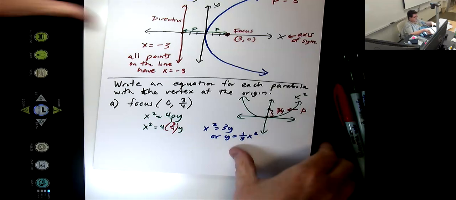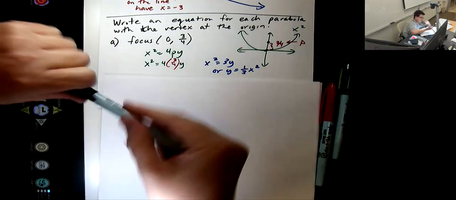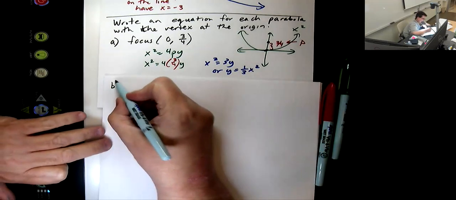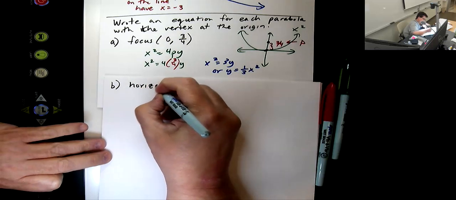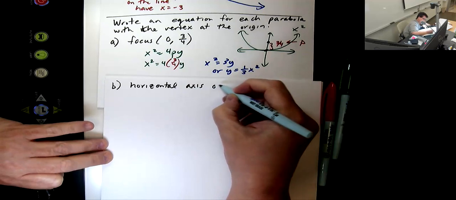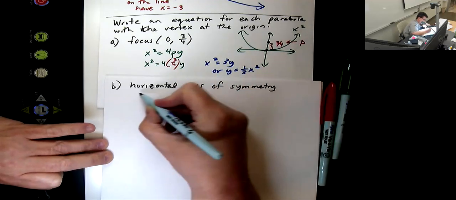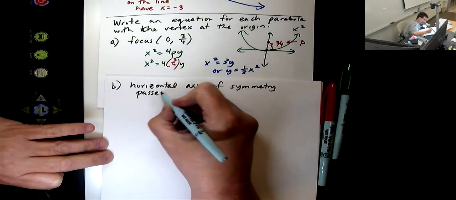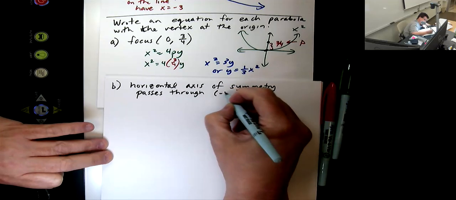Let's kick this up a notch. Now that everybody presumably has that one written down, for B we're going to change it a little bit. We're going to say it has a horizontal axis of symmetry. And the parabola passes through the point negative 4, negative 8.